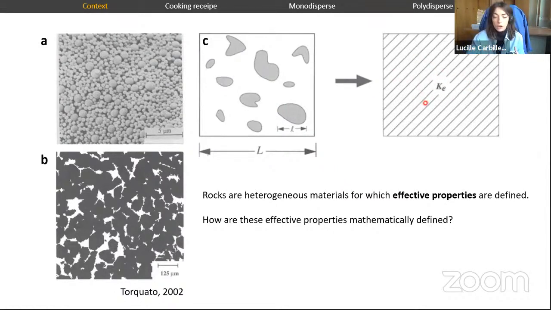So that's how we usually treat natural rocks in experimental studies. And the question then is, what's the relationship between the microstructure of a rock and these effective properties? And how are these effective properties mathematically defined? For instance, are effective properties simple mixture rules involving the phase volume fractions? Very often for natural rocks, the answer to this is no. And so that's why many experimental studies have been conducted to understand how the microstructure controls the macroscopic behavior of rock.